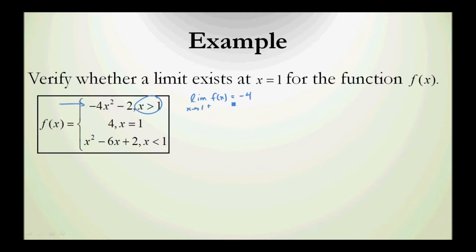So the limit of f of x as x approaches 1 from the right is equal to -4 times 1 squared minus 2. So that equals -4 minus 2. So the limit of f of x as x approaches 1 from the right is equal to -6.